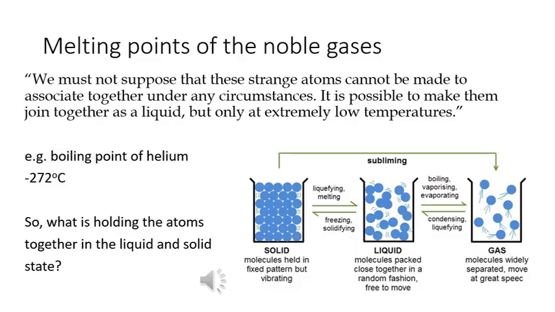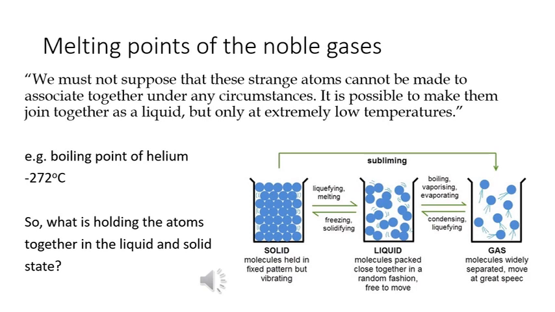So we've said that the noble gases have a monatomic structure. That means they only exist as atoms on their own. They don't form chemical bonds as we have previously thought of chemical bonds; they don't form ionic, covalent or metallic bonds. However, and again I'm going to quote from Bragg's book, "We must not suppose that these strange atoms cannot be made to associate together under any circumstances. It is possible to make them join together as a liquid, but only at extremely low temperatures."